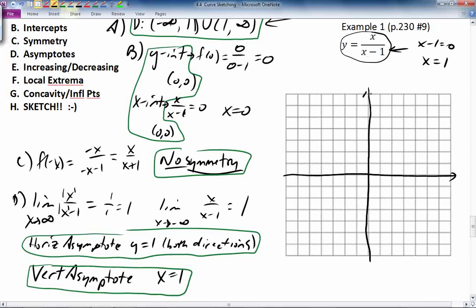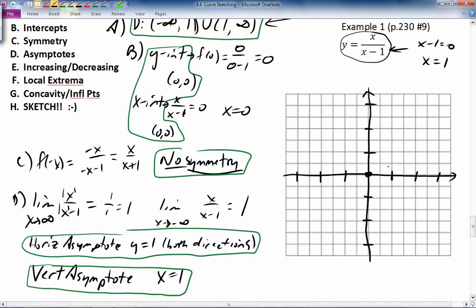I don't really need to go to big numbers, so just to make this easier to see, I'm going to mark off 2 boxes as a unit. Okay, so every 2 boxes is a unit as the little lines indicate. So what do we know? We know the function goes through the point 0, 0. We know there is no symmetry.